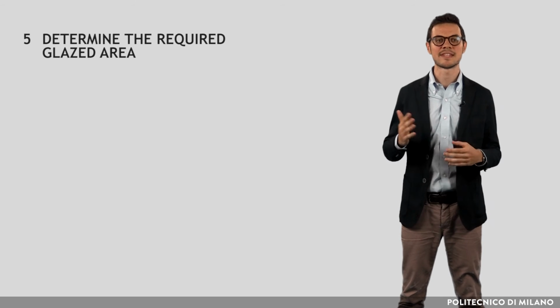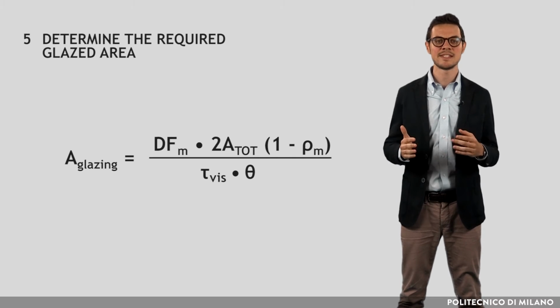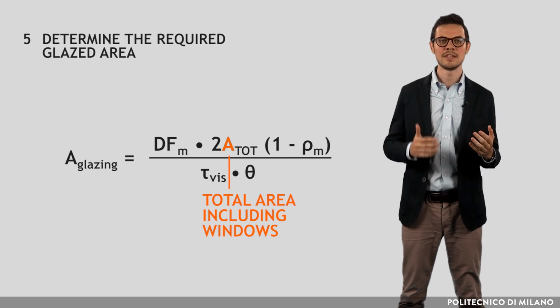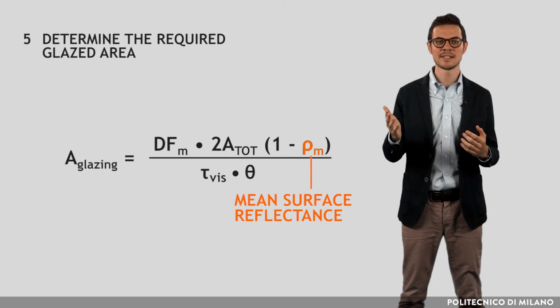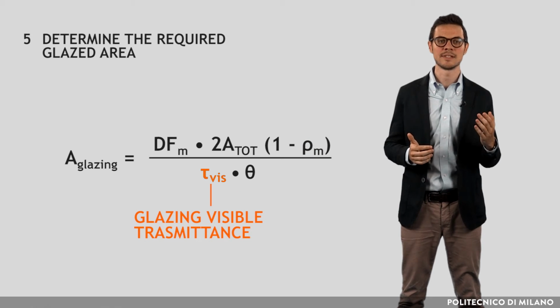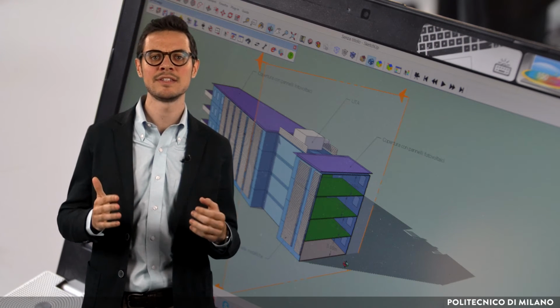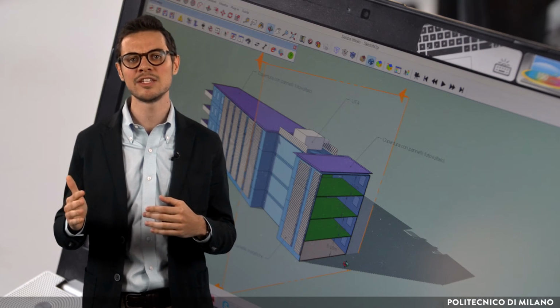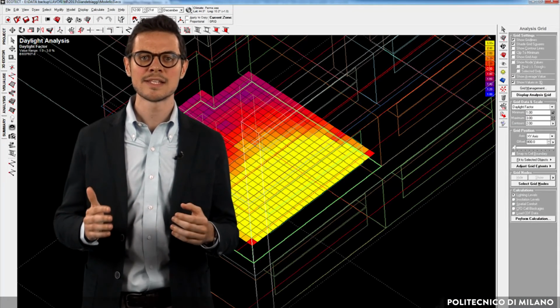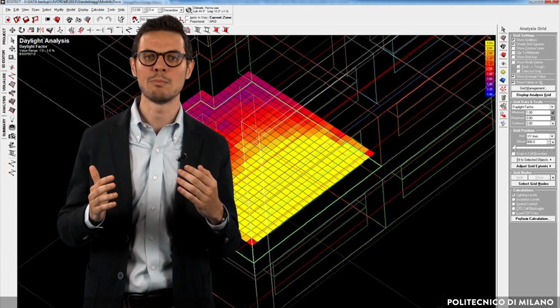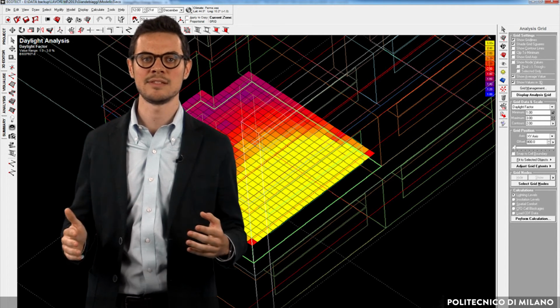Finally, in the fifth step, the area of the glazing system, A glazing, can be evaluated given the room dimensions, the mean surface reflectance, and glazing visual transmittance. Of course, designers should bear clearly in mind the fact that in a more detailed phase of the design, subsequent refinements by means of detailed simulation models are always suggested.